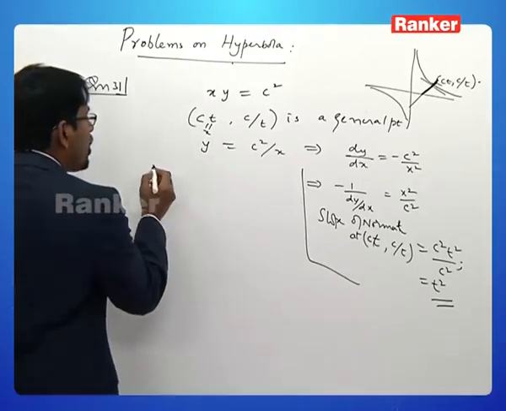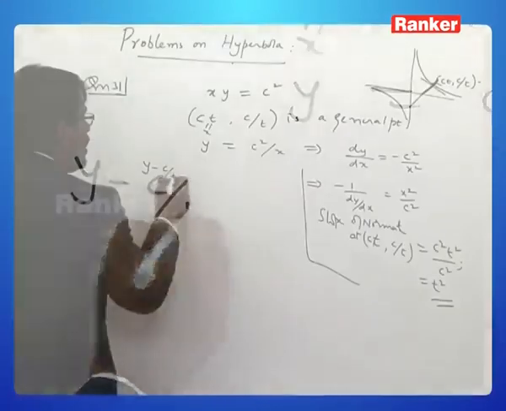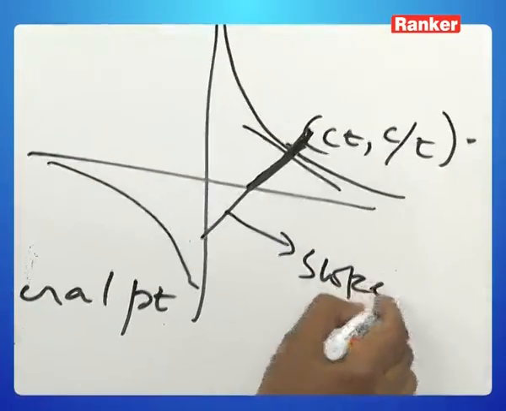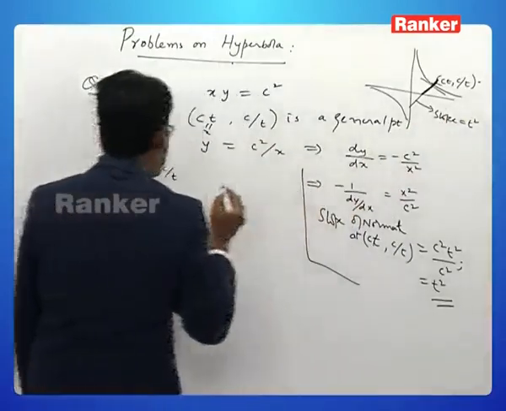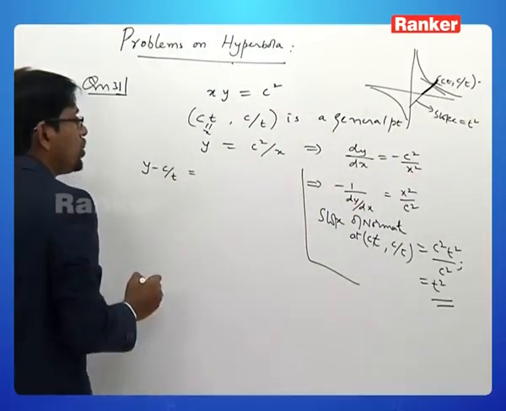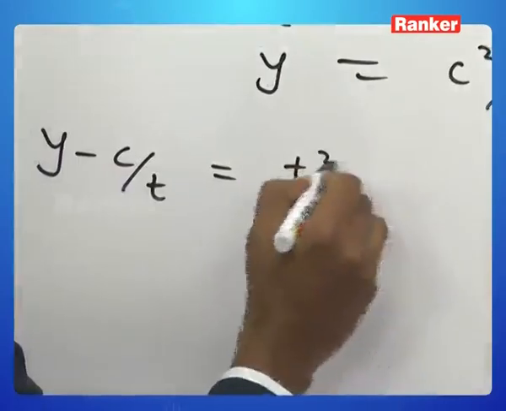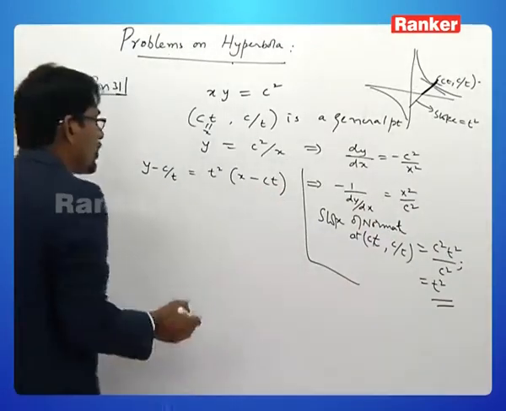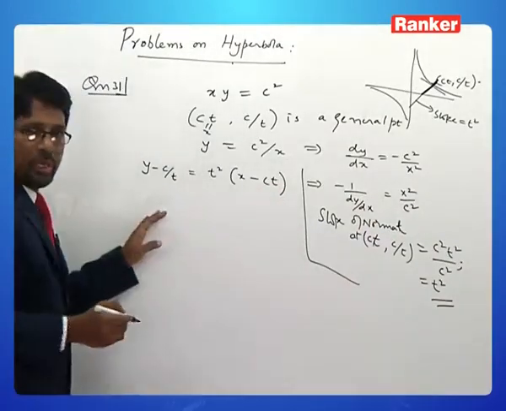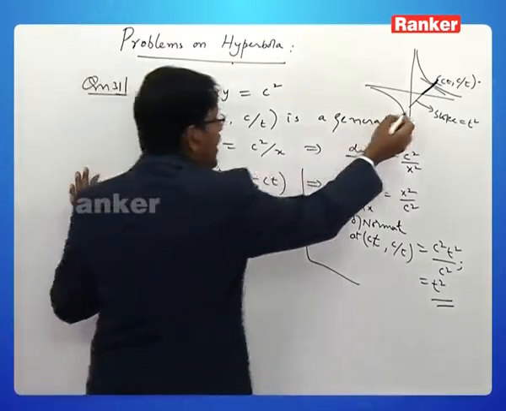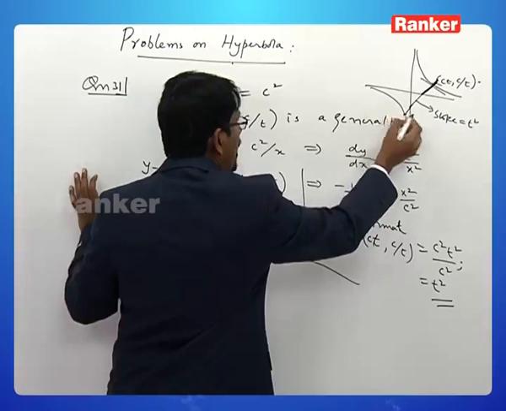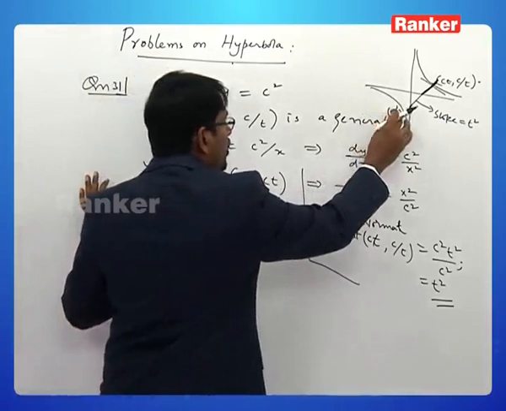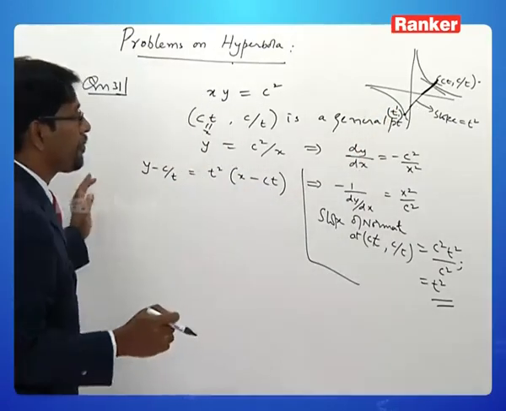Now what will be the equation of the normal? y minus c by t. I can use this point and the slope is t square. So y minus c by t is equal to t square into x minus ct. Now this normal, he says, is meeting the hyperbola again at some point t1 or t dash. Now we wanted a relation between t and t dash here.